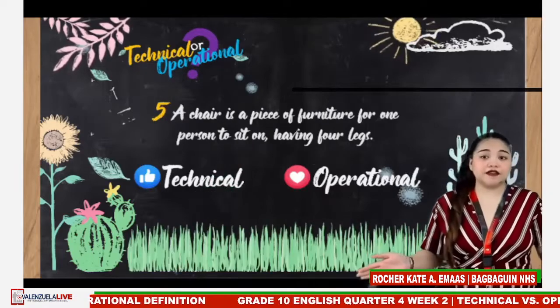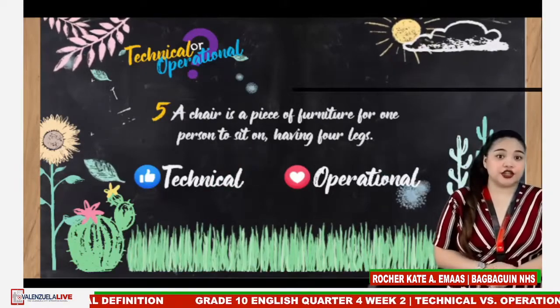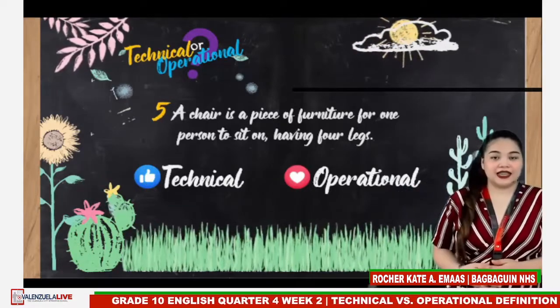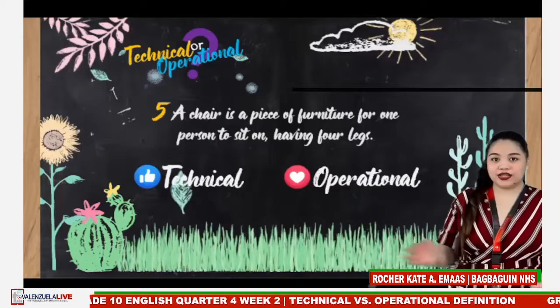Number 5, a chair is a piece of furniture for one person to sit on, having 4 legs. Is it technical or operational definition?